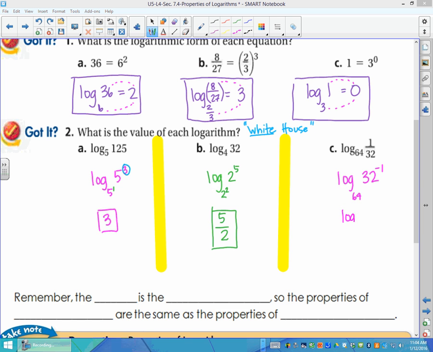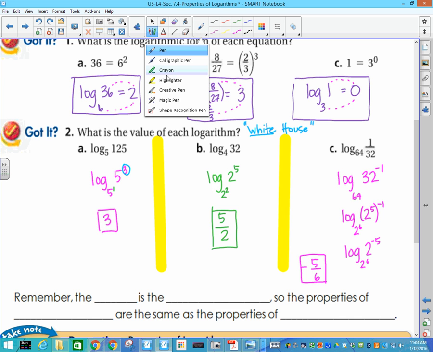And I'm going to show you lots of steps. So 64 is 2 to the 6th, and 32 is 2 to the 5th. When we raise a power to a power, what do I do to those exponents? I hope you said multiply. So that's why this is log base 2 to the 6th of 2 to the negative 5th. So I'm going to put the exponents on top of each other, and my answer will be negative 5 over 6.